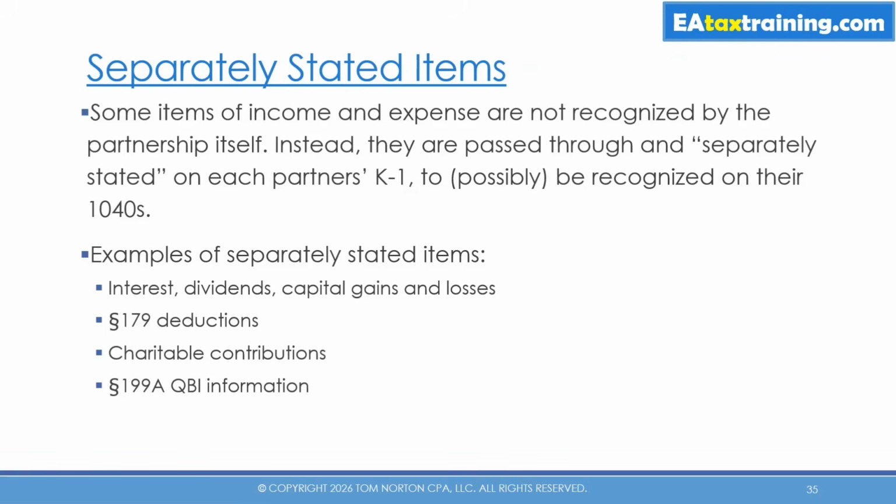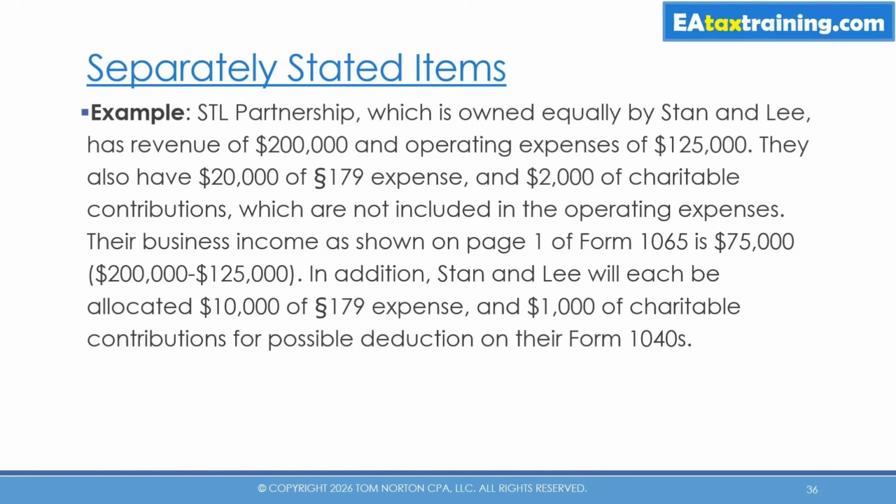Then also all of the information needed for that qualified business income deduction, W-2 wages, the unadjusted basis of assets that are used in the business, that type of information, will also be separately stated on the K1. So let's look at an example.